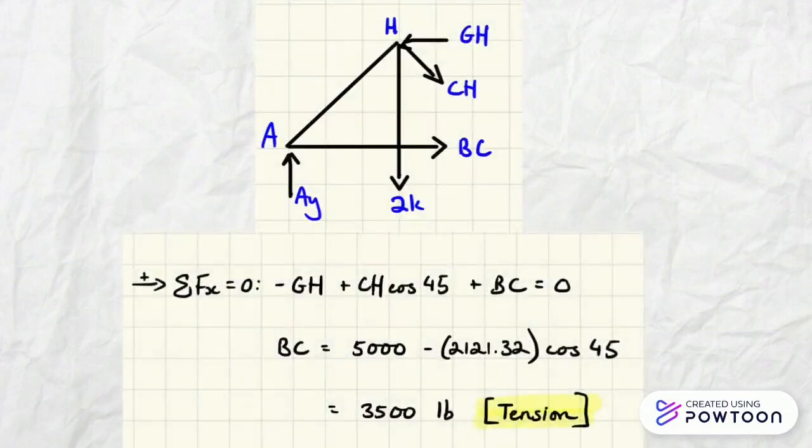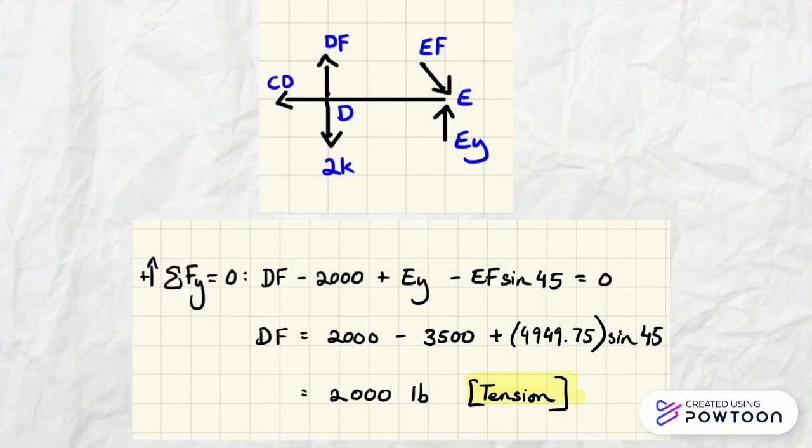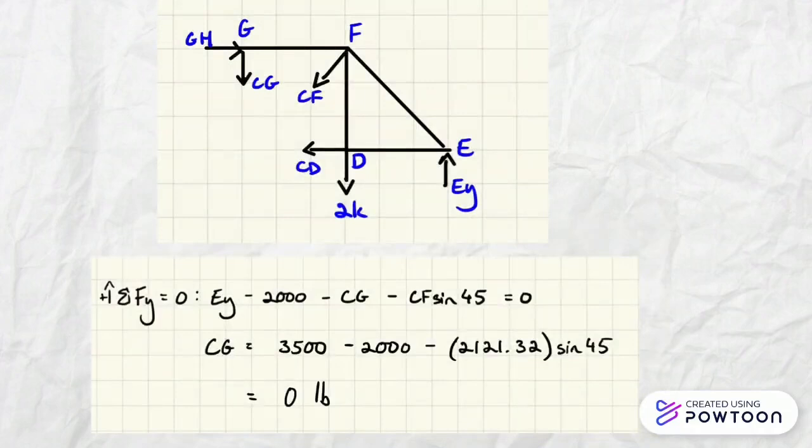This next section cuts through G and H, and B and C, and also through C and H. The next section draws an imaginary line between E and F, D and F, and C and D. The last section draws an imaginary line between G and H, C and G, C and F, and C and D. This gives the value of CG to be 0.